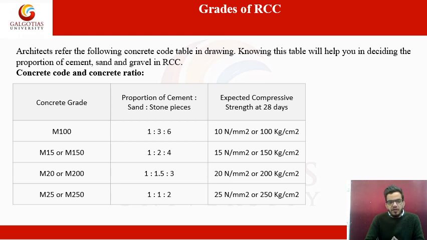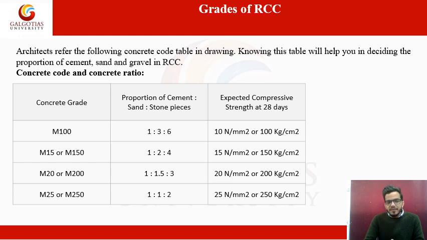For M20 or M200, the ratio is around 1:1.5:3. The expected compressive strength in 28 days comes out to be 200 kg per centimeter square. So as we increase the grade, the expected compressive strength increases.